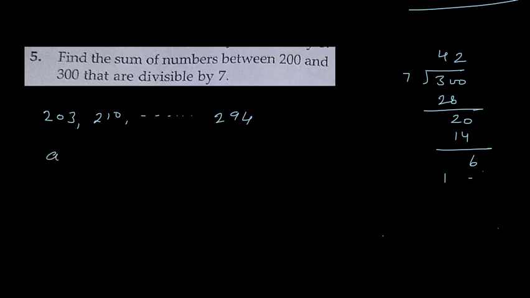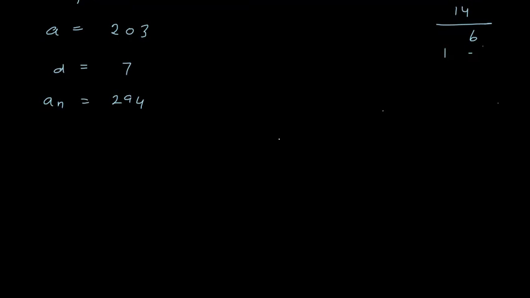So here I will say that a is 203, d is 7, and an is equal to 294. Now an is equal to, what is the formula? an is a plus n minus 1 into d. So therefore an, here we have 294, is equal to a is 203 plus n minus 1 into the value of d, which is 7.